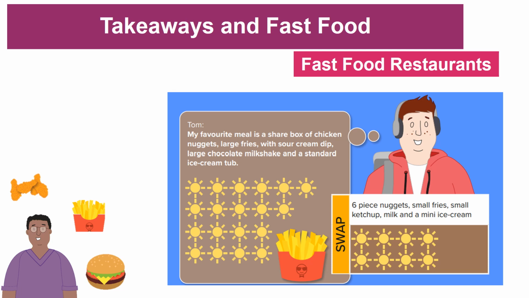So firstly, let's have a look at what we might get from somewhere like McDonald's, for instance, and then what you could have as a lower energy option. Tom normally gets 20 chicken nuggets, a large fries with a sour cream sauce, chocolate milkshake and a standard ice cream tub. This would equate to 19 suns. With some easy swaps, Tom could make this 8 suns and still enjoy his McDonald's. He could swap to a 6-piece chicken nugget box, a small fries, a small tomato ketchup, a milk carton and a mini ice cream. So he's still having the things he loves, but he is being portion aware and making some really good changes.